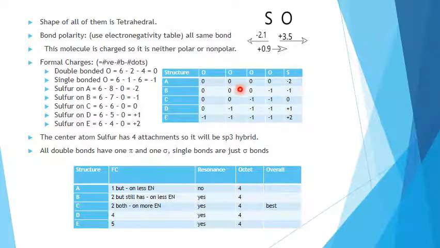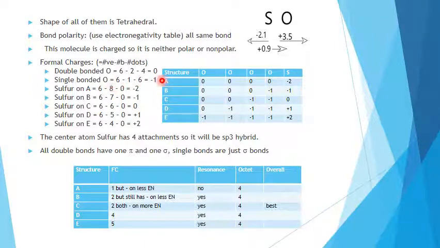Okay, structure B. You had three double bonds and one single bond. And so they had a minus 1 on one of the oxygens, the single bond oxygen, and the sulfur had a minus 1. All right, so minus 1 and minus 1 is minus 2.